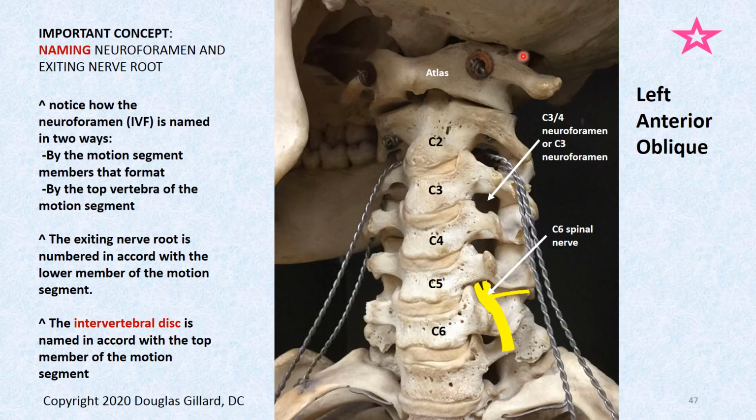There's 2. C1 comes out here. C2 comes out here. And that means C3 comes out here. C4 comes out here. C5 comes out here. See how I'm naming them? Who is this then? Well, C5, C6 motion segment. The C6 spinal nerve is actually right here. It comes out of that hole. Everybody good with that?